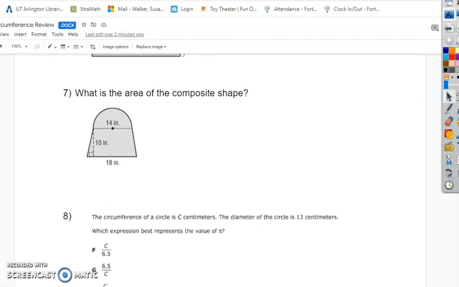Okay, let's look at 7. 7's a good one. What is the area of the composite shape? Well, in this case, I have a semicircle. We already did one like this, right? Remember, the diameter is 14. Then I have a trapezoid. We haven't done very many trapezoids. Okay, I need 10, 18, 14.